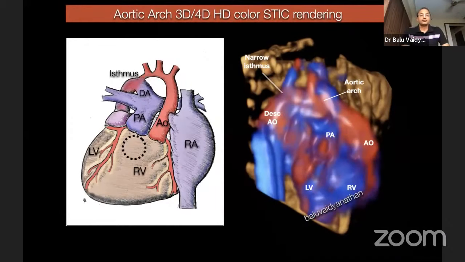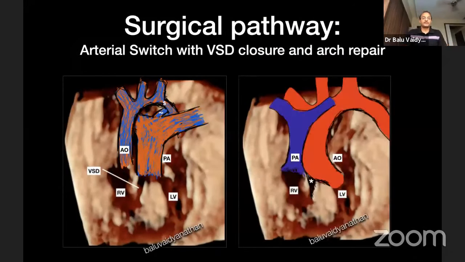So how do you fix this? This also can be fixed by a single stage repair where you route the LV to the PA and do an arterial switch like the previous illustration animations I showed. And then in addition to the arterial switch and VSD closure, you also repair the aortic arch. All of this may sound very high-end for many people, but in fact, there are many pediatric cardiac surgeons in India who can actually do this very well, including several in Mumbai.